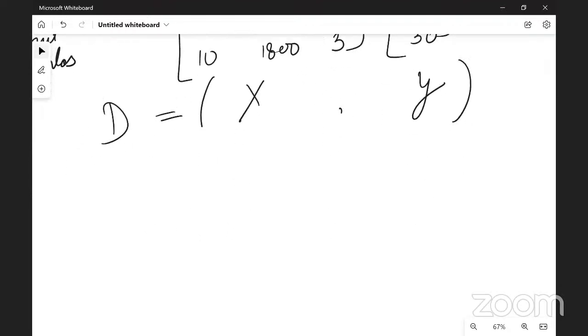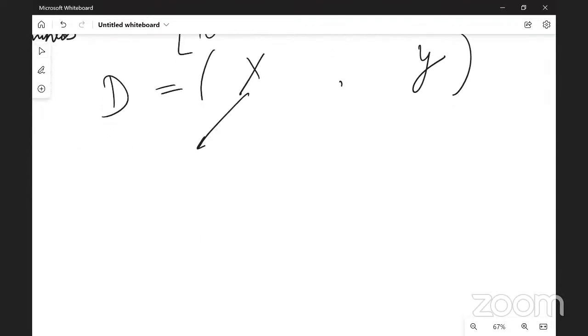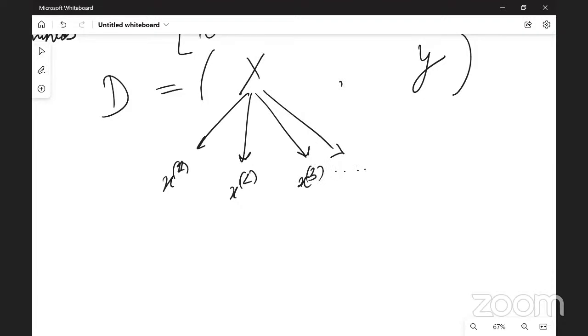Okay. So basically, what we say is X can have multiple features: X1, X2, X3, and possibly many more. And Y, since we are talking about only a single label problem, will be just a vector with multiple values: y1, y2, y3 to yn, where n represents the number of samples.